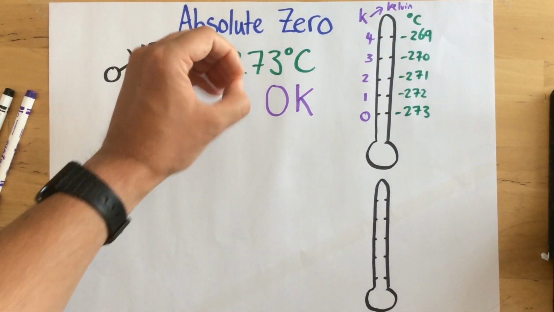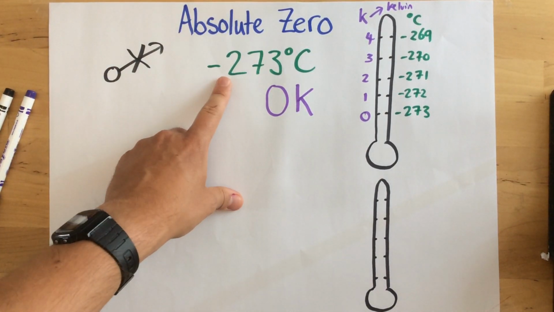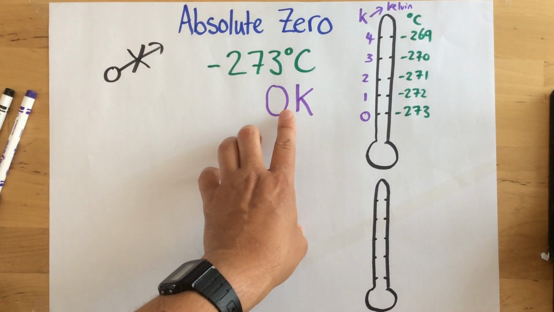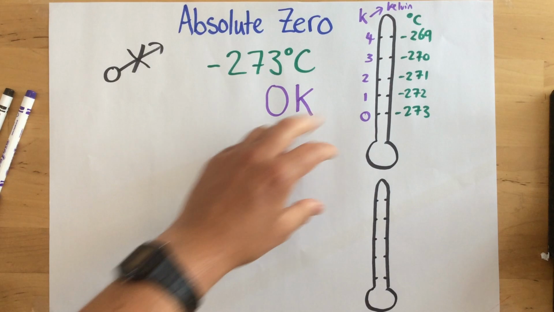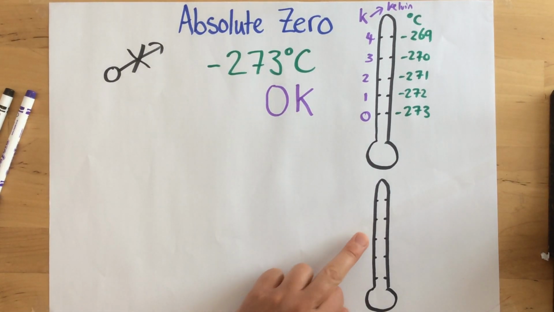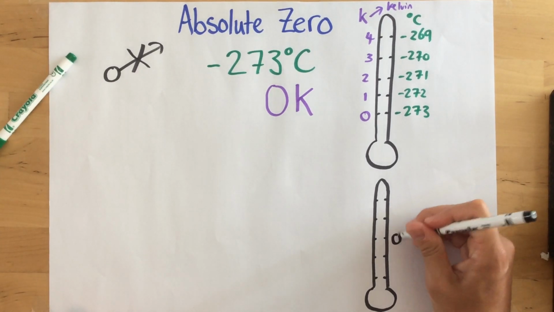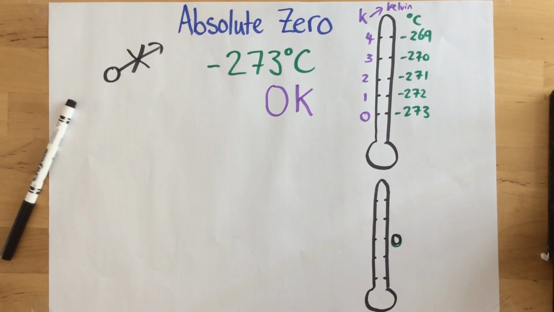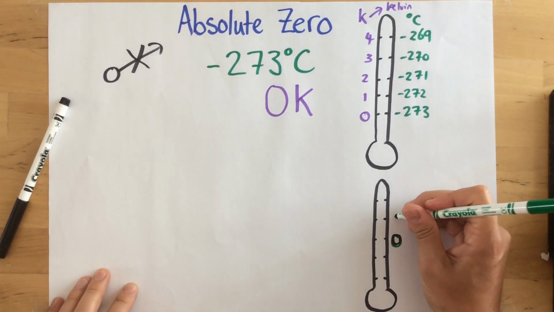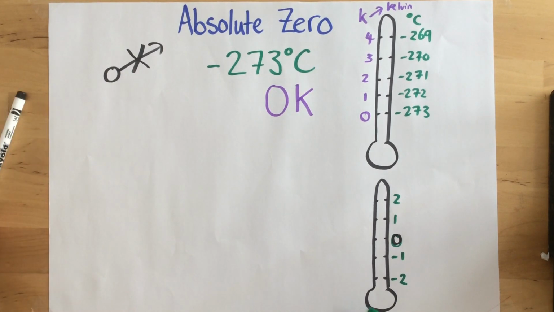Degrees Celsius starts at 0 degrees C, which is the freezing point of water, or the melting point of water, and 0K is absolute zero. Let's just have another look at another example below here. If I imagine I have 0 degrees C here, just up 1 I'd have 1 degree C, 2 degrees C. This would be minus 1 and minus 2.